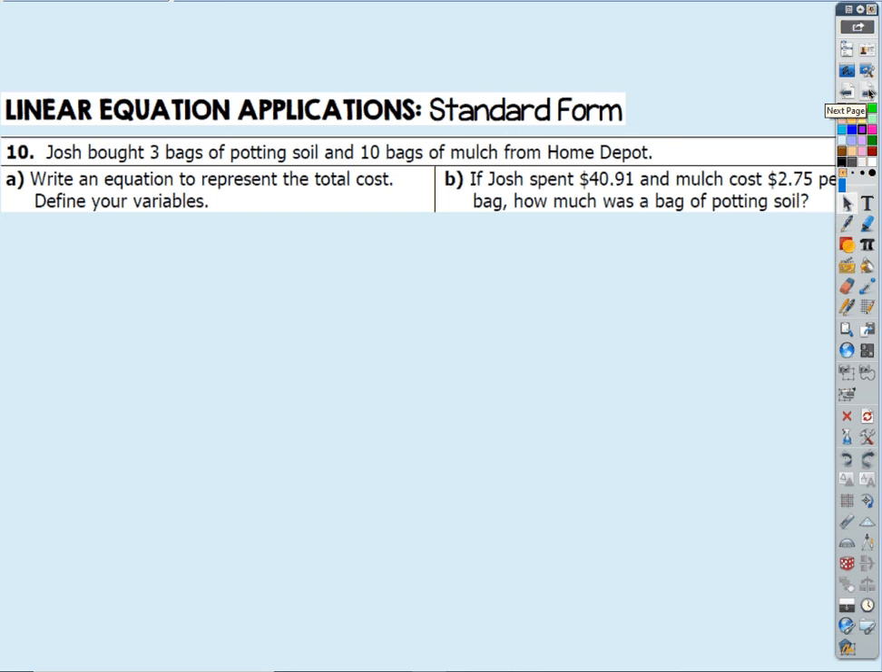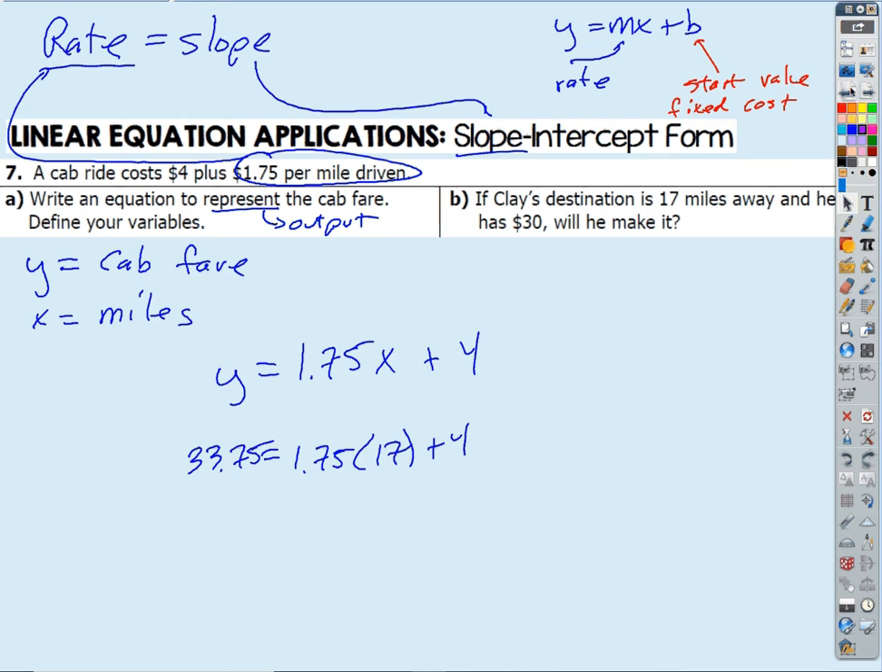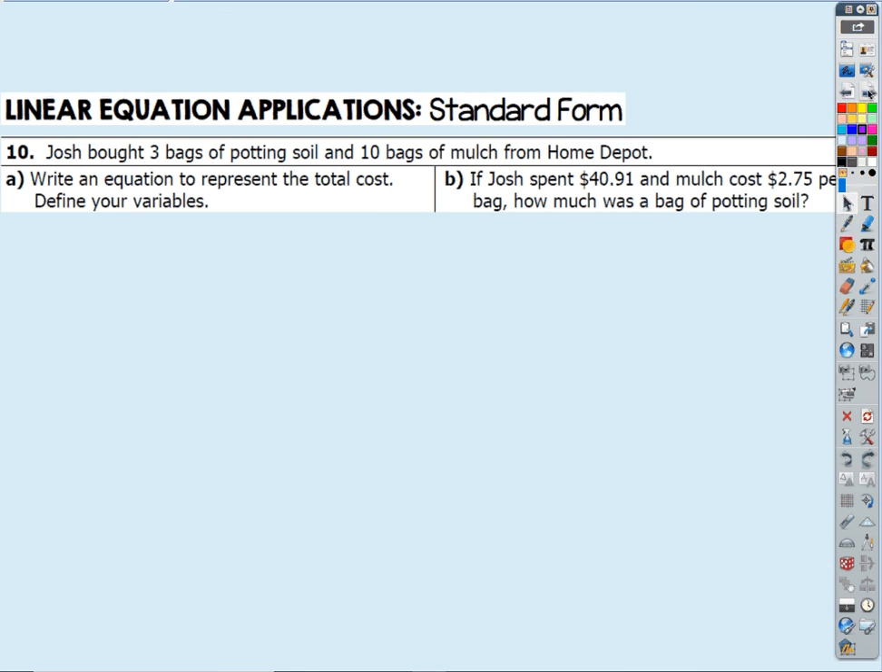Okay, so now what about this one? This is different, right? This one doesn't give us a rate. It gives us two of the same thing. In slope-intercept form, it's giving us a fixed cost and a rate. They're different, one's an M and one's a B. This is one that's not going to fit slope-intercept form.